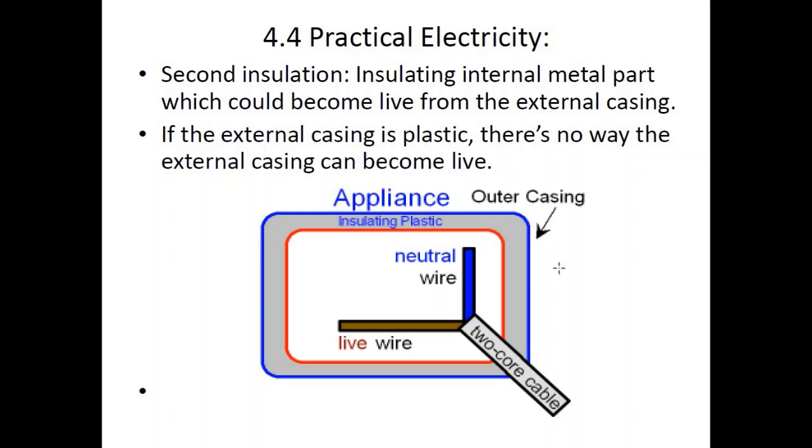If the external casing is plastic, there is no way the external casing can become live unless you put your whole appliance in a tub of water. Then you would simply be stupid. I don't think anybody would be stupid enough to do that, but that would technically be the only way to make the outer casing live.